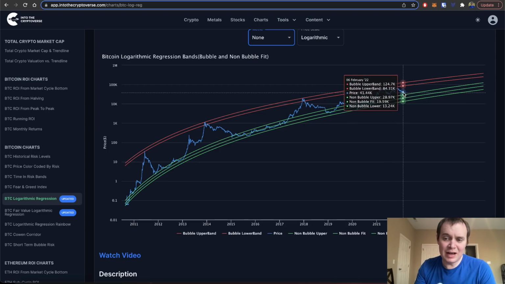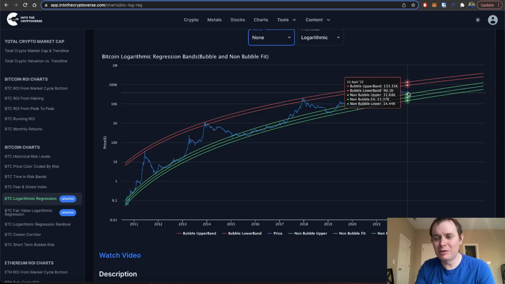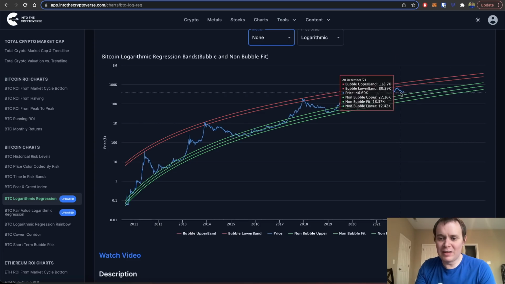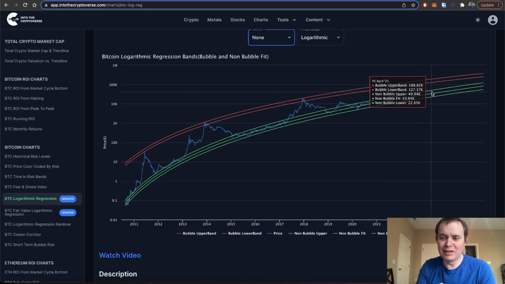Now, the amount of time it would take for the fair value to equal the price of Bitcoin today, all you have to do is go over on this line and then figure out when the non-bubble fit would equal the current price. And you can see that it would basically take until the summer of 2023 for the fair value to equal the price of Bitcoin today.